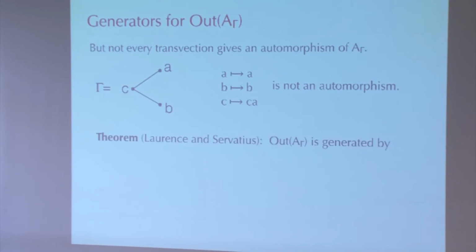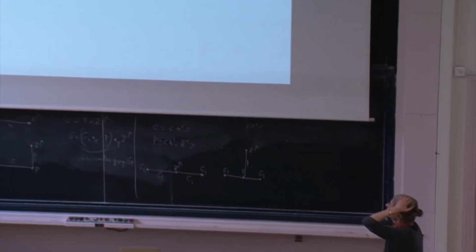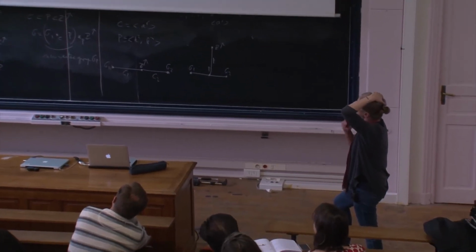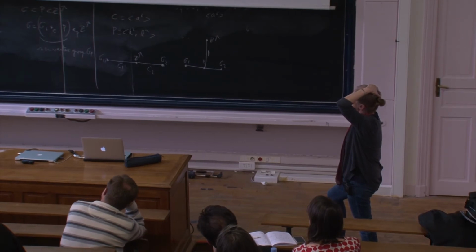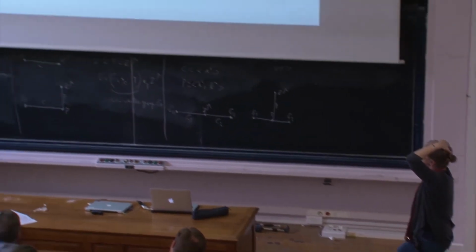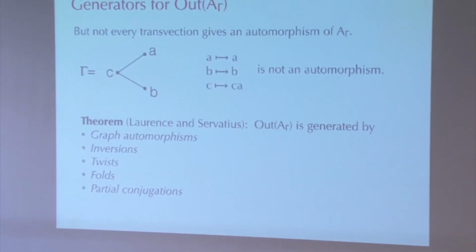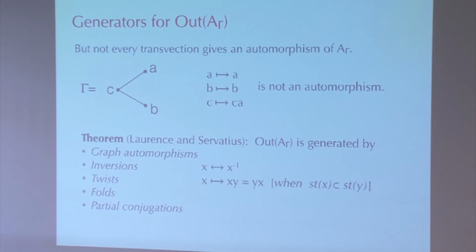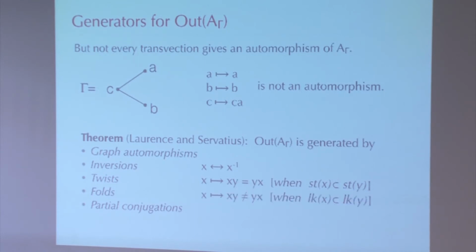So it turns out that that's really all you need. And this is Laurence's set of generators for Aut of A gamma. There's graph automorphisms and inversions. And there's things that I'm calling twists, folds, and partial conjugations. Graph automorphisms are self-explanatory, so are inversions. What's a twist? That's a transvection. I'm calling it a twist if x and y commute, and in terms of the graph, that means the star of x is contained in the star of y. I'm calling a transvection a fold if x and y don't commute, and that's governed by the link of x being in the link of y in terms of the graph.